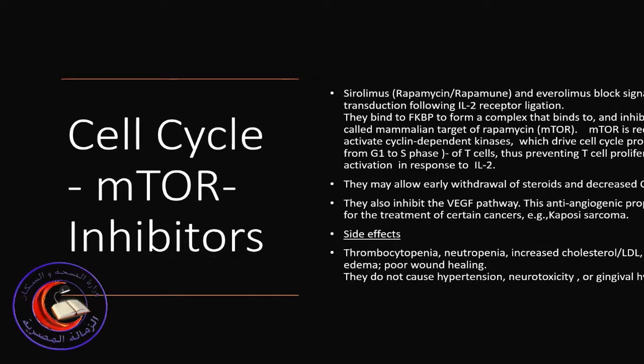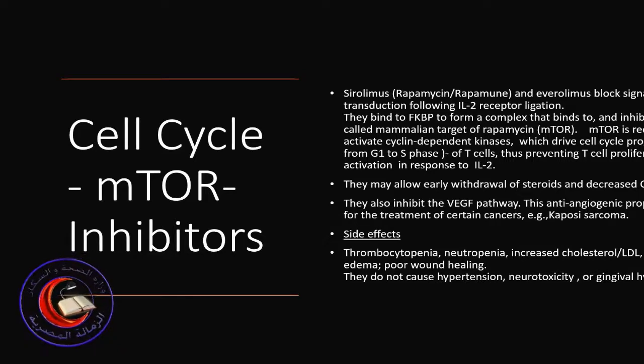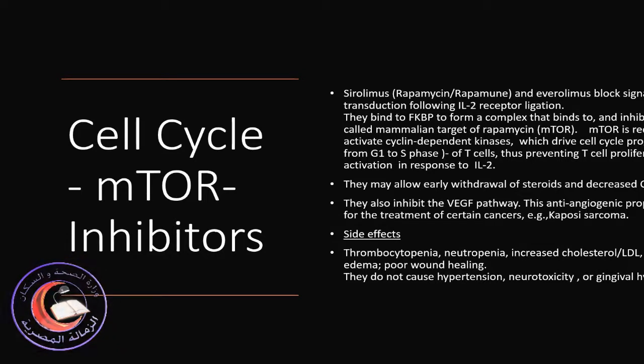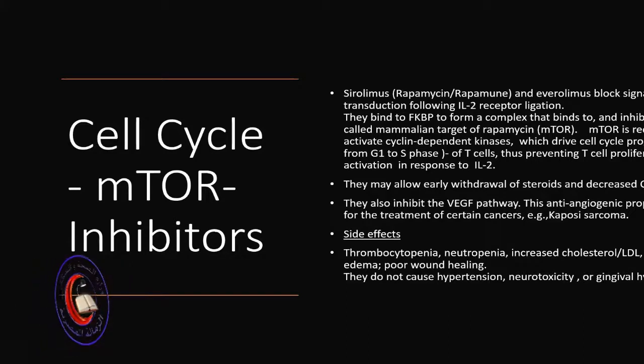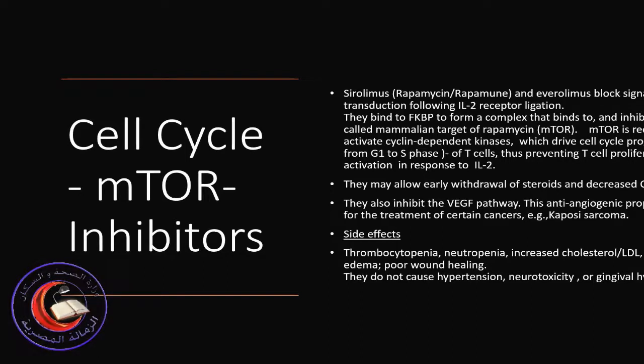The next group of immunosuppressors are called cell cycle inhibitors, also mTOR inhibitors. mTOR is short for mammalian target of rapamycin. Sirolimus, also called rapamycin or Rapamune, and everolimus belong to this category. They block signal transduction following interleukin-2 receptor ligation or binding.